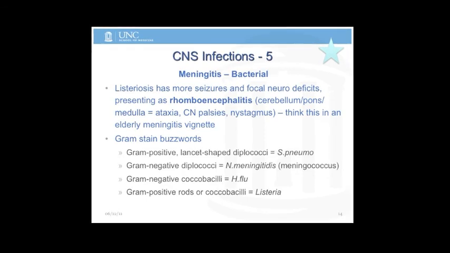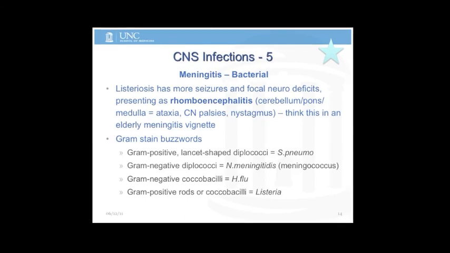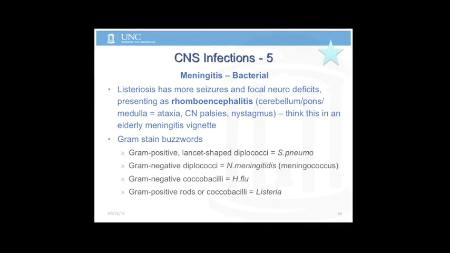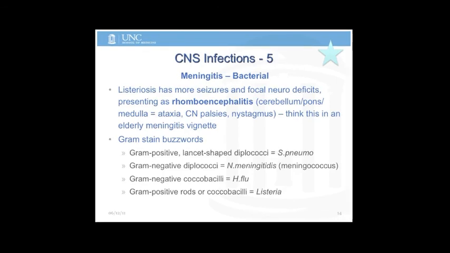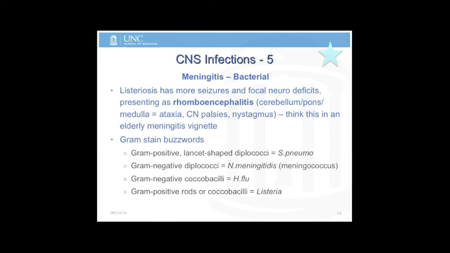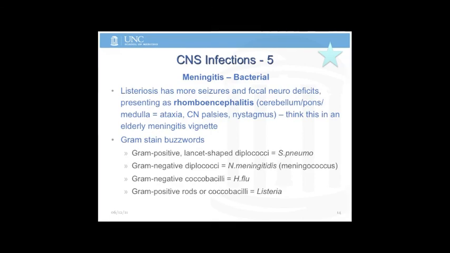Buzzwords for gram stains, you should know lancet-shaped diplococci by now is strep pneumo. And they may give you some description of what it looks like or what the lab calls. The person in the lab says it's a gram-positive diplococcus. You should know that that's strep pneumo. A gram-negative diplococcus that's classically intracellular would be N. meningitidis, or gonorrhea as well. And gram-positive rods or coccobacillary forms, which basically look like a little dumbbell, is Listeria, and H. flu both can do that.